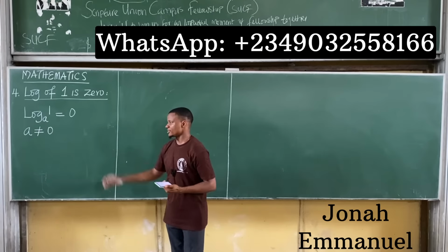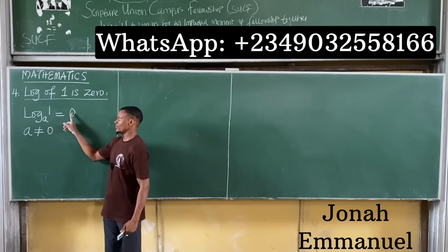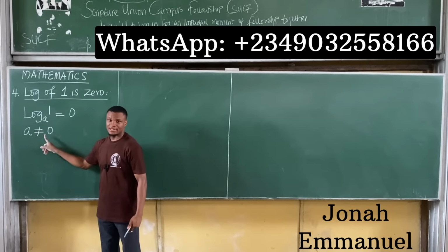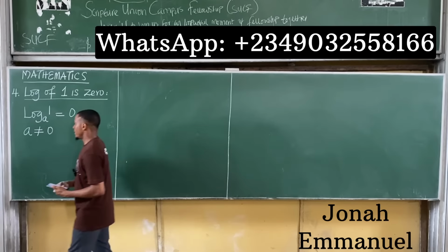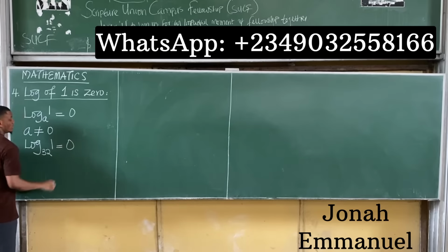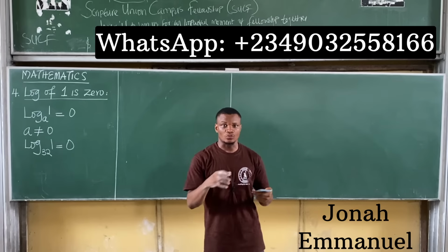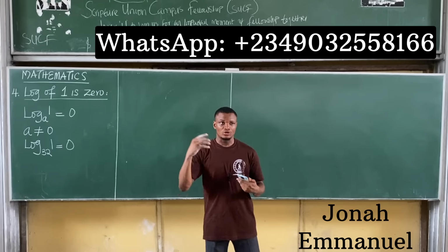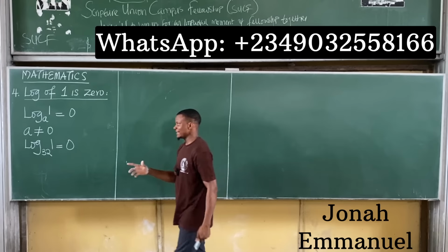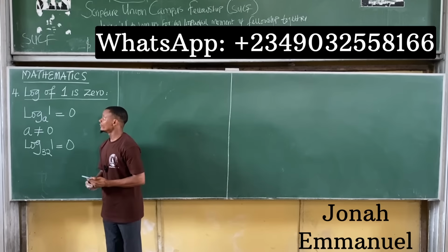Of course this is in tune with the zeroth law of indices, which says that any number raised to power 0 is equal to 1 except 0. So that's the concept of this. What this means is that, for instance, log of 1 to base 32 is equal to 0. So log of number 1 to any base is equal to 0, if the base itself is not 0. So this is the fourth law of logarithm.